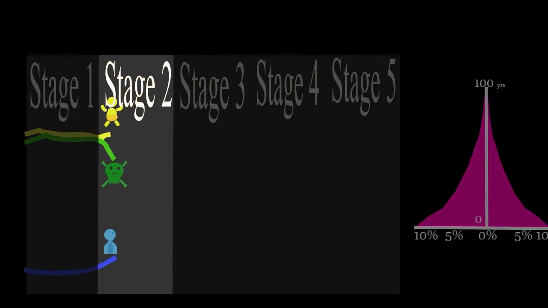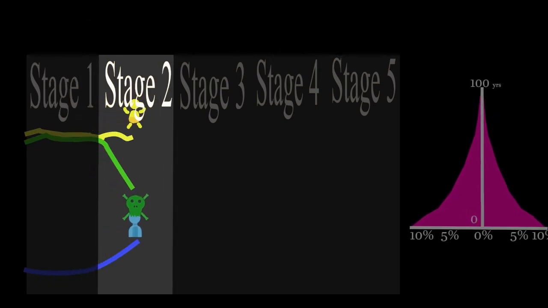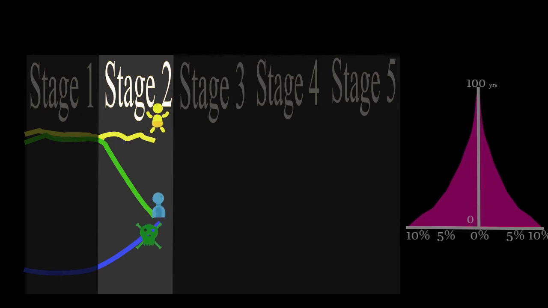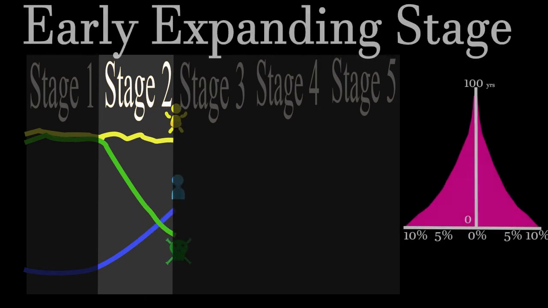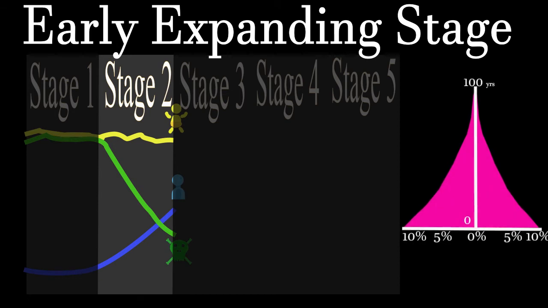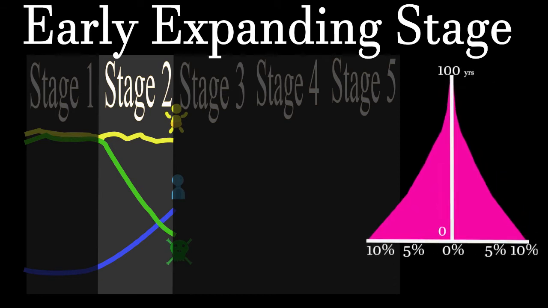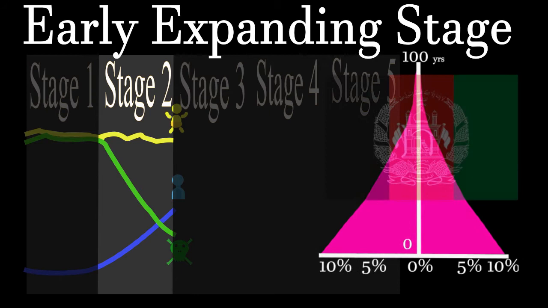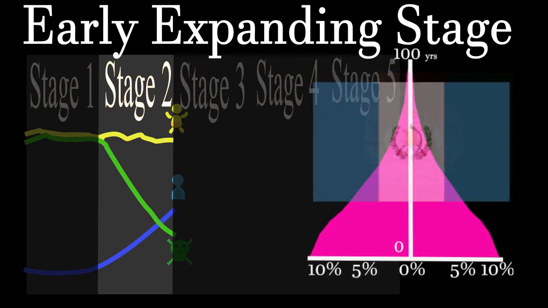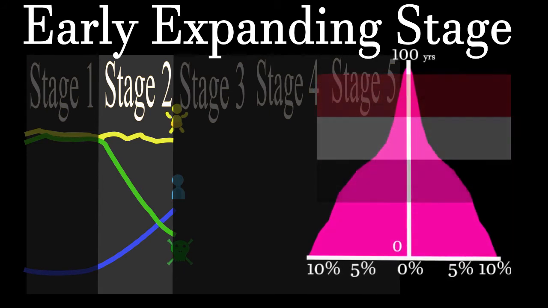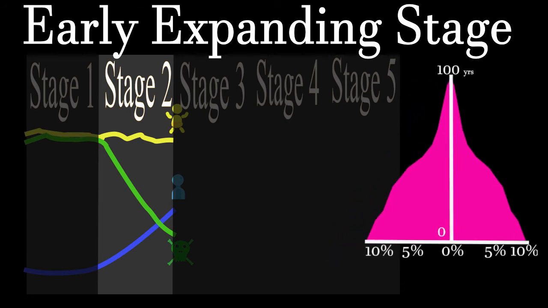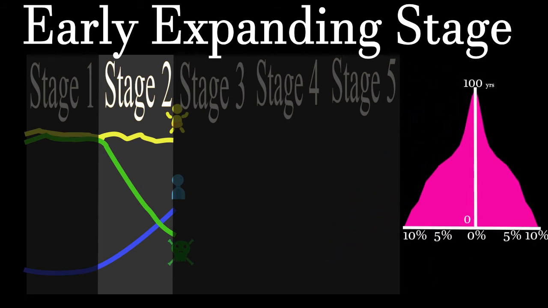Stage 2 of the DTM is when the birth rate stays high, but the death rate begins to fall. It's called the early expanding stage. This is caused by improvements in medicine, education, and technology. Some stage 2 countries are Afghanistan, Guatemala, and Yemen. This stage sees rapid but unstable growth, which brings us to stage 3.